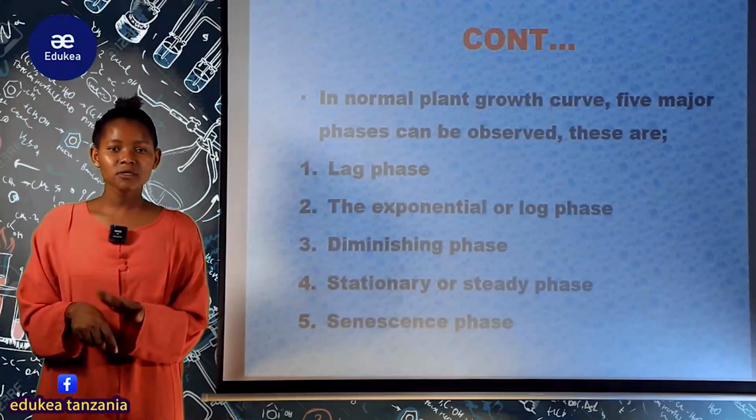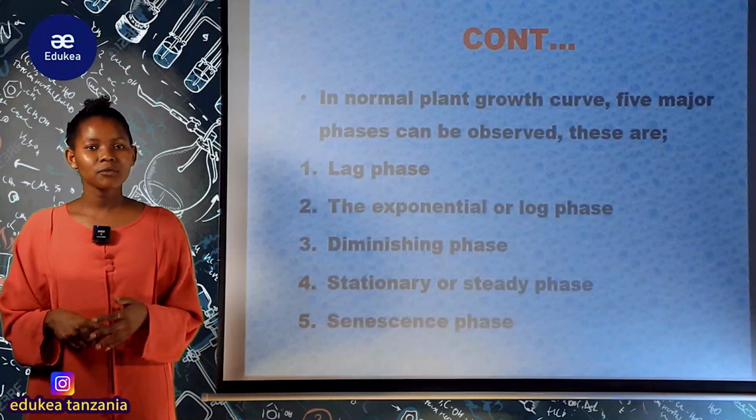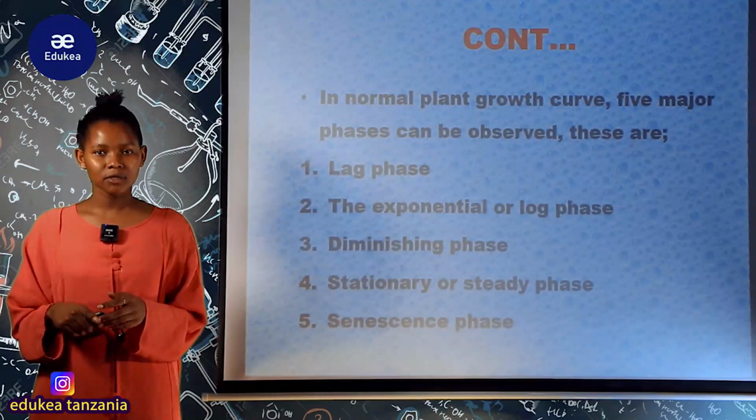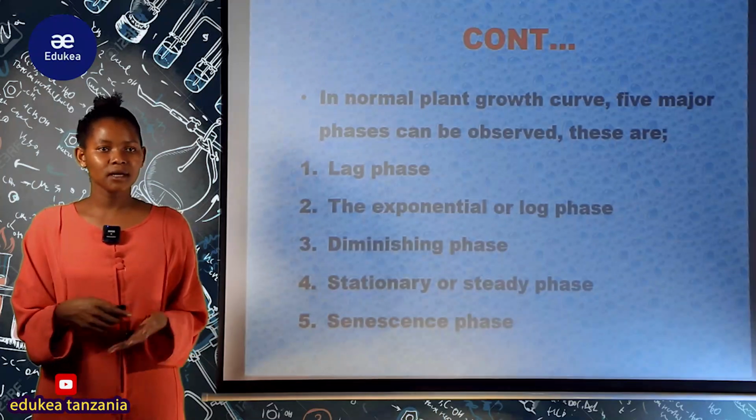Katika hii senescence phase inakuwa characterized na negative growth, ambako rate ya catabolism ina exceed rate ya anabolism, and that's why mmea unakuwa una decrease katika ukuaji wake.